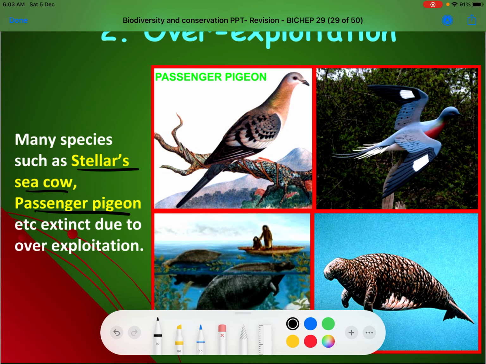For example, an under-threat species is the blue whale. Why? Because of our personal benefit, we are killing them, we are preying on them in large quantity. So, very few blue whales are right now remaining on the earth. So, it is called overexploitation.